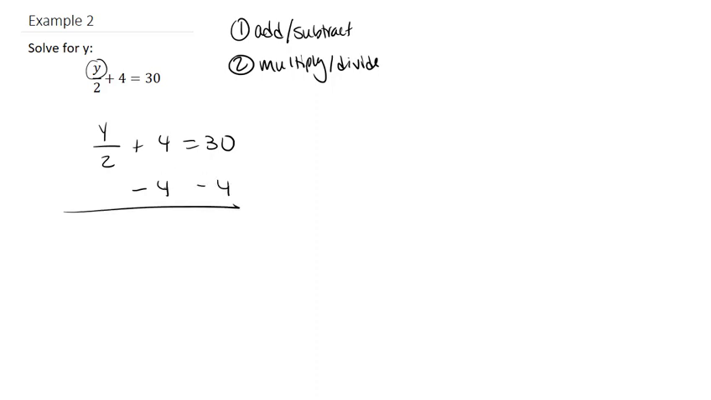This then becomes 4 minus 4, which is 0. We have this y over 2. Now we have 30 minus 4, which is equal to 26. Let's go ahead and rewrite it here. y over 2 is equal to 26. So now we've done our adding and subtracting. So now we can go to multiplying or dividing.